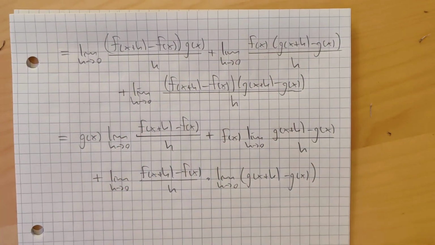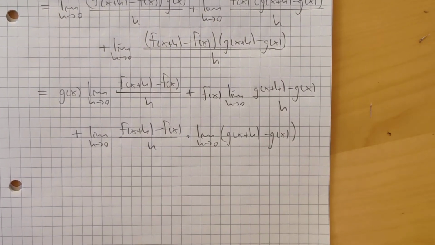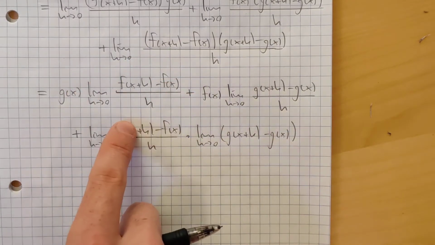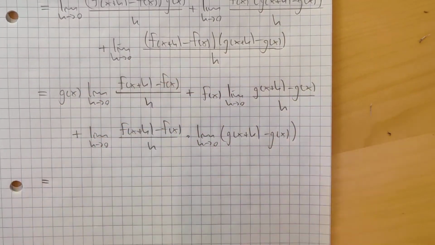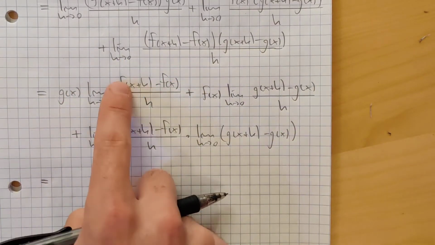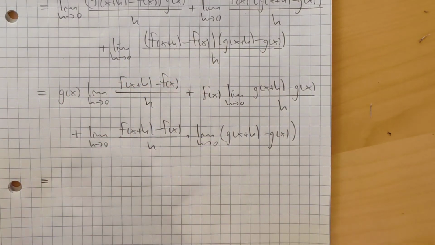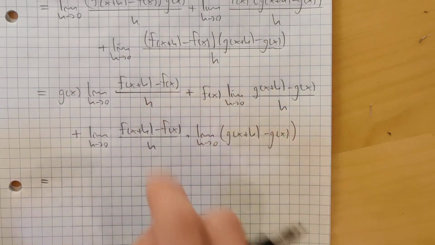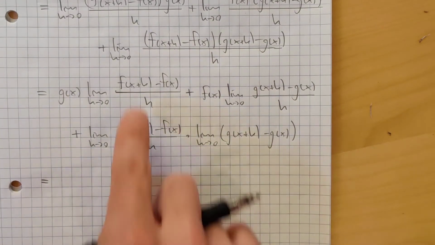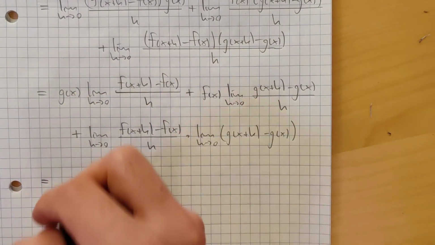All right. And now you can see we're almost done because, look at this. This is the derivative of f. So these limit laws that I'm applying, I'm allowed to apply them as long as these limits exist. And this one does, as long as f is differentiable at x. And because we're finding a formula for the derivative of f times g, that formula is only going to work when you can take the derivative of f. In other words, when f is differentiable. So this makes sense. But as long as you can take the derivative of f, then yes, this limit exists and it is the derivative of f.